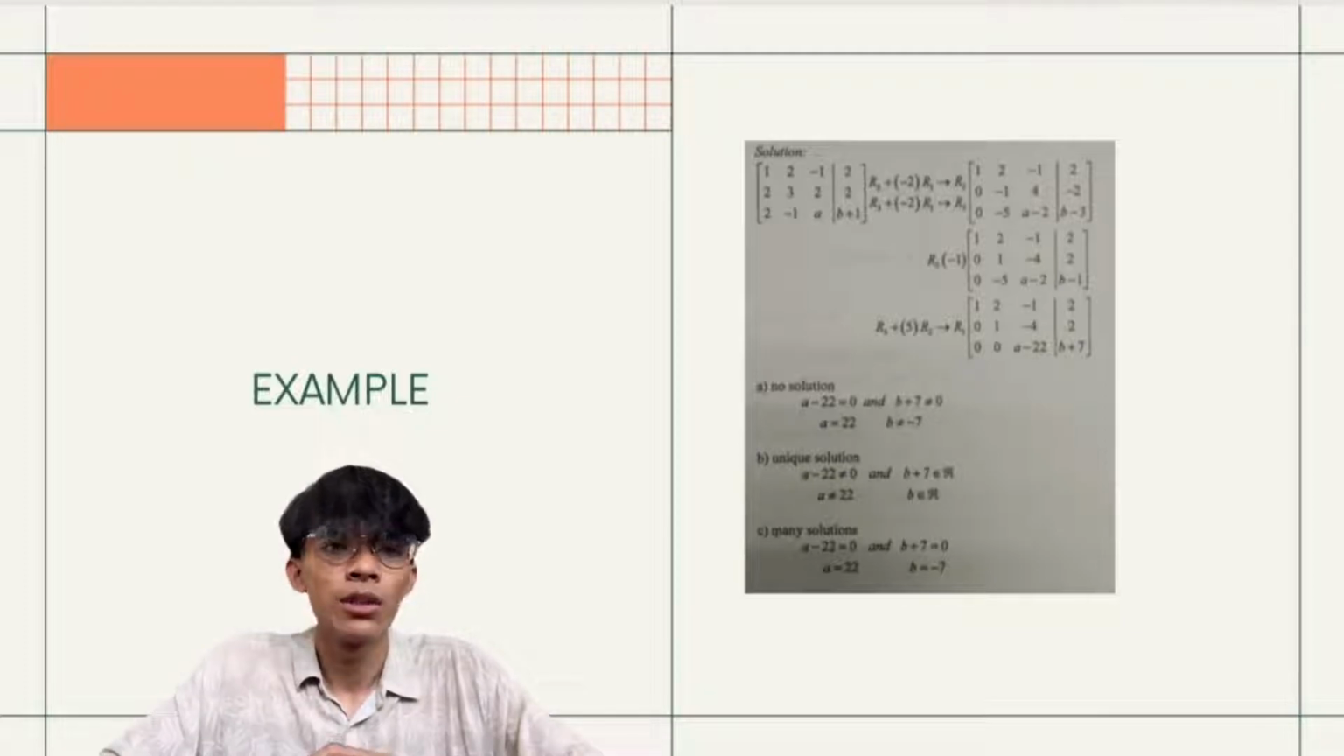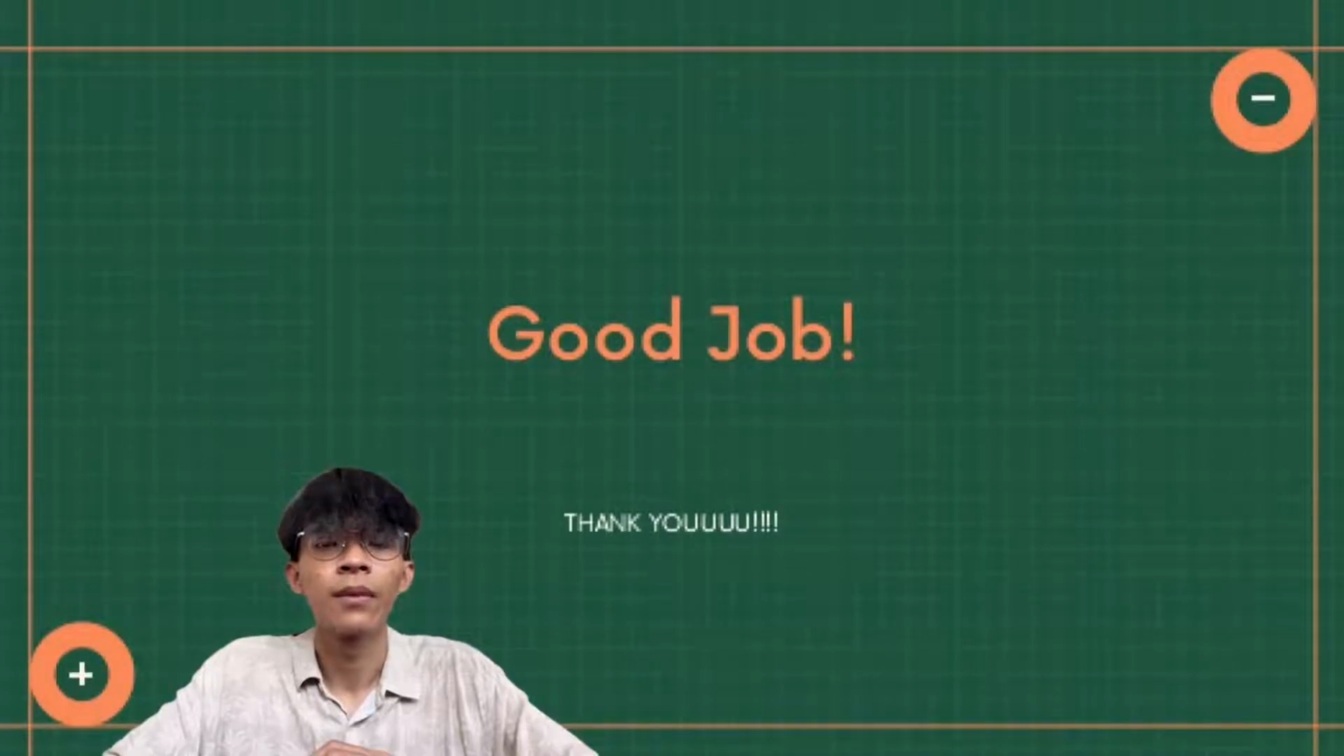And for C, many solutions, we have A equal to 22 and B equal to -7. So that's all from me. Move to the next part.